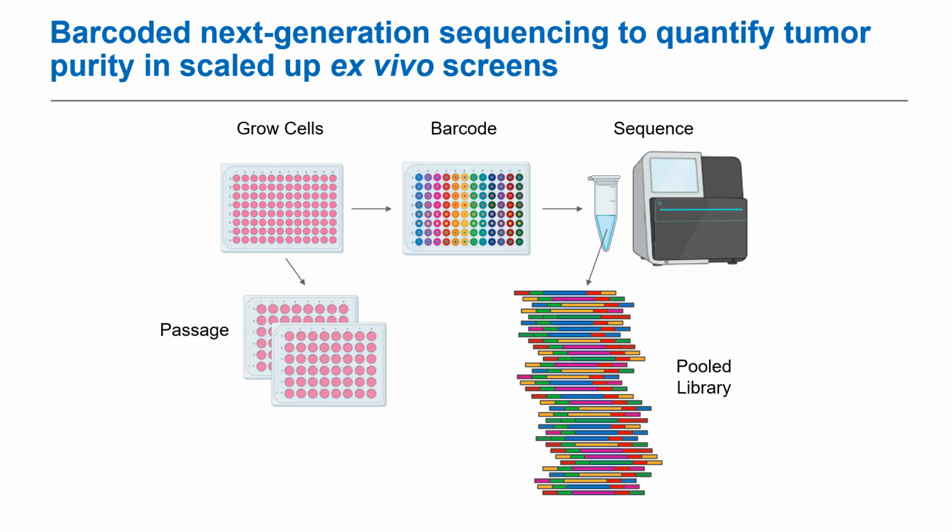Very briefly, every condition in our media screen would be provided with a unique barcode when amplifying the region of interest, and the products are then pooled across all conditions and across all passages and biological replicates. We then perform deep sequencing followed by a demultiplexing step to quantify the allelic fraction belonging to every condition.